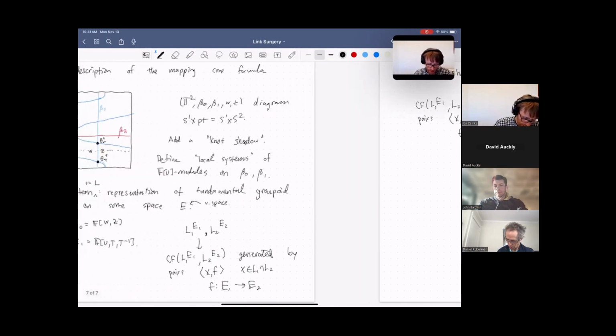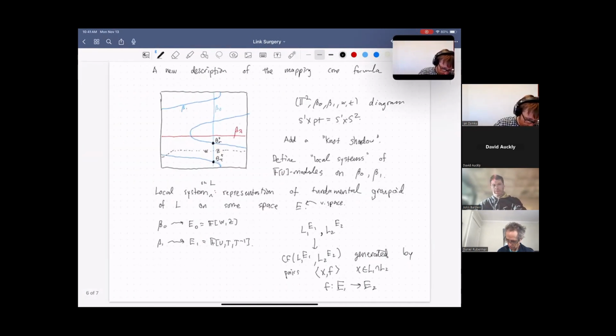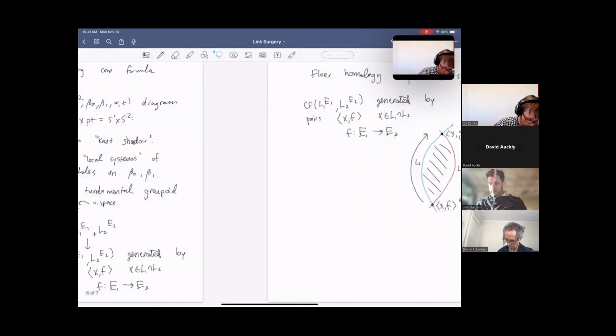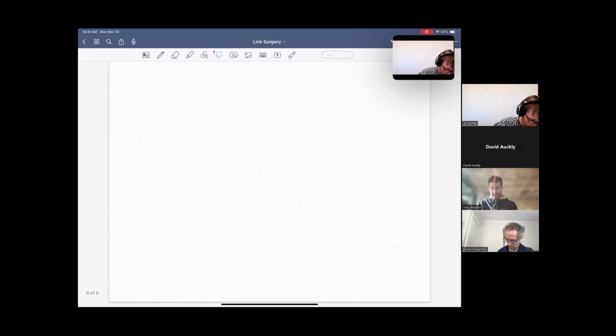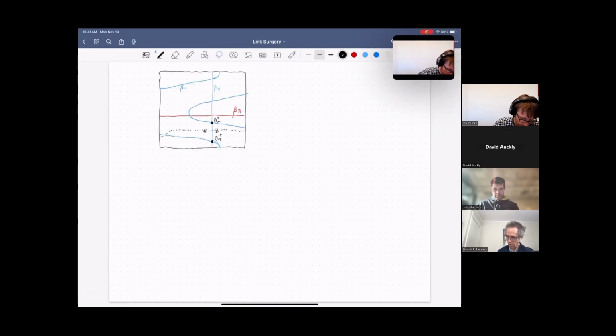And I want to go back to these Lagrangians. So let me copy this again, and I'm going to tell you what these local systems were. I have these local systems. The space for beta 0 is F adjoin W, Z, basically; we're going to get the not Floer homology. The space for beta 1, the representation space, is F adjoin U, T, T inverse. And I need to tell you what the monodromy map is.